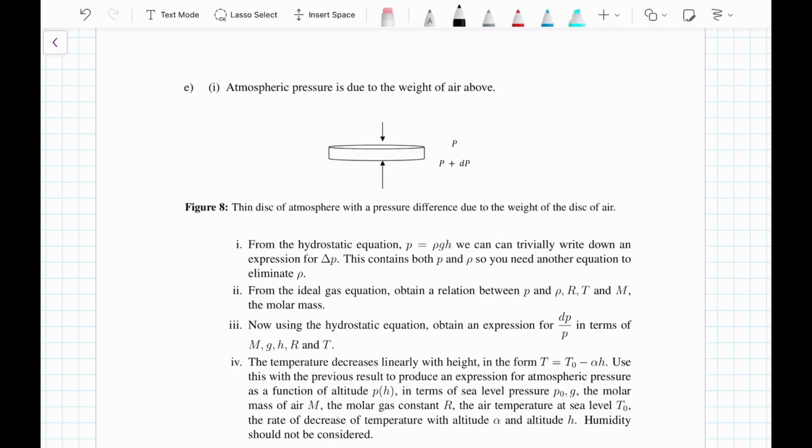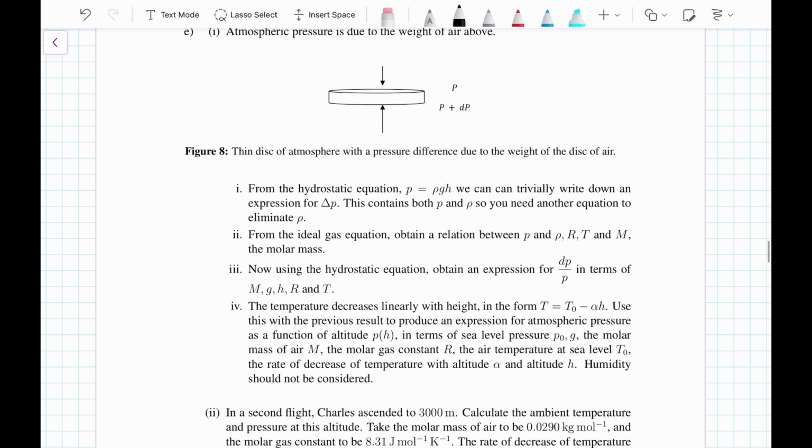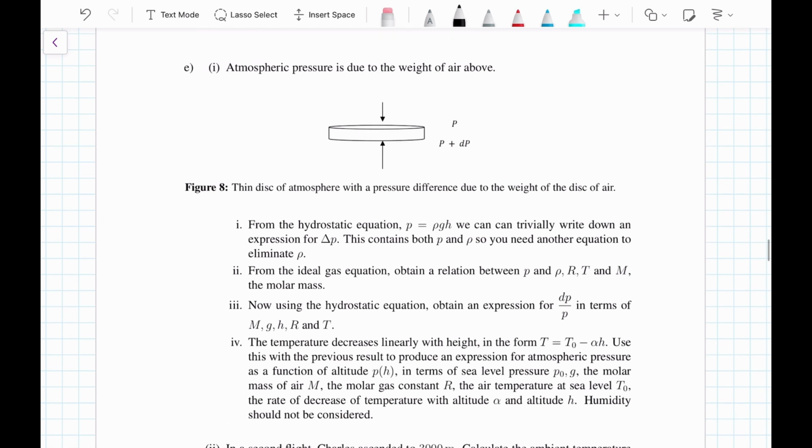So in this video, we're going to look at question E of question 3 in the 2023 paper. It says atmospheric pressure is due to the weight of the air above it. Yep, that is correct, I suppose. And then it gave us a diagram of a thin disk of atmosphere with a pressure difference due to the weight of the disk of air.